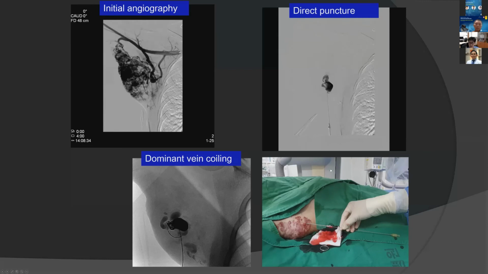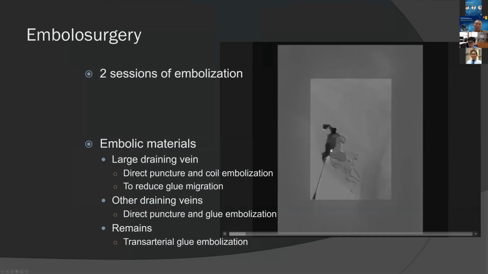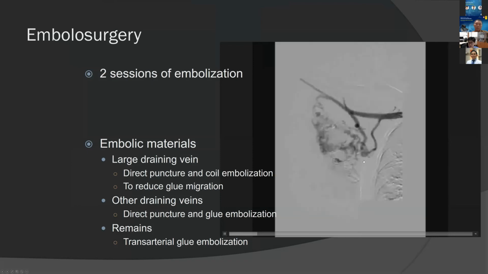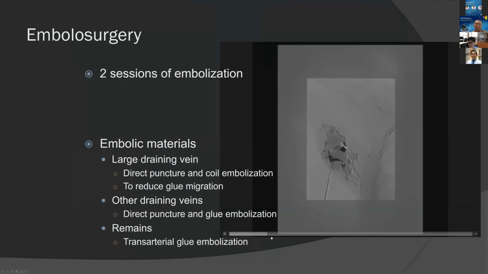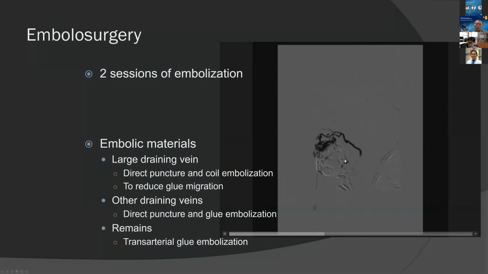After coil embolization of the dominant vein, I used direct puncture and glue injection was performed like this, and checked the angiography again and punctured another side. And this is a glue embolization. Some glue migrated to the systemic vein, but that's okay. And this is a direct puncture and glue injection.